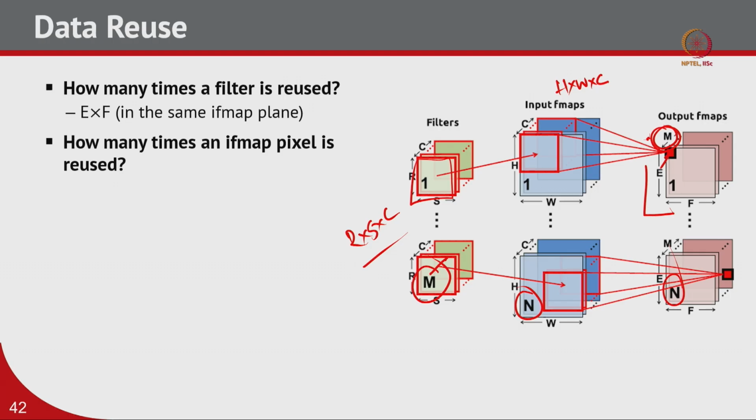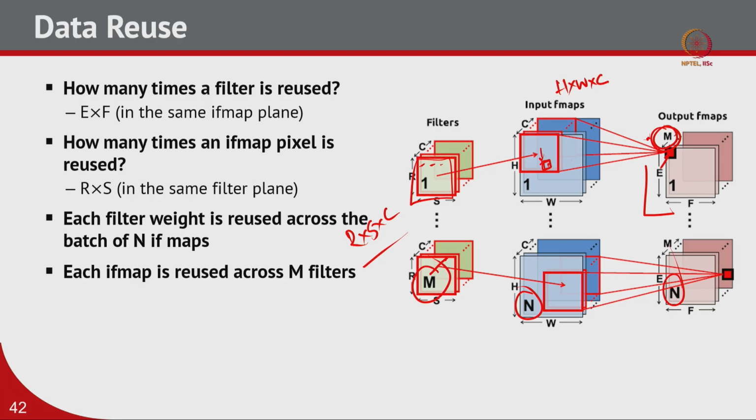So, that is why each filter is reused E by F times. And how many times is an input feature map pixel reused? R by S times, which is the same as in the filter plane. Of course, the corner pixels will probably get reused fewer times, but any pixel in the middle of this input feature map will get reused by the filters R by S times. So, each value of the filter will actually pass through this input pixel.